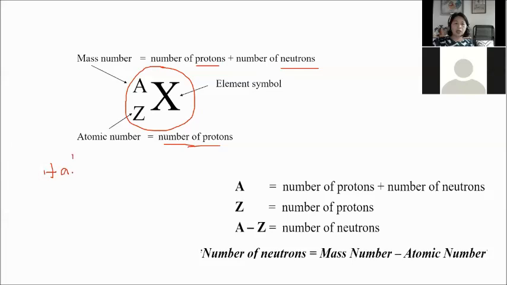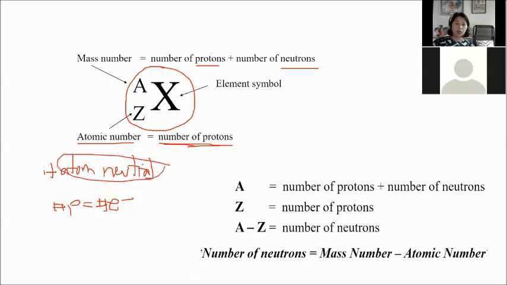Now, if an atom is neutral, ano ibig sabihin ng neutral? Without charge, no? Neutral. So then, the number of positive charge, the protons, must be equal to the number of electrons. Okay. So when we talk about atomic number, that's number of protons. But then, if the atom is neutral, then automatically the atomic number therefore is equal to the number of electrons.